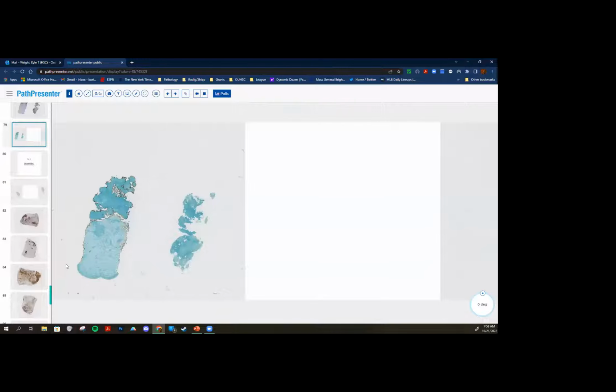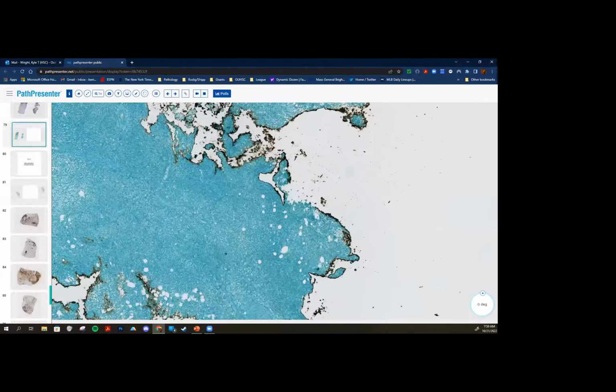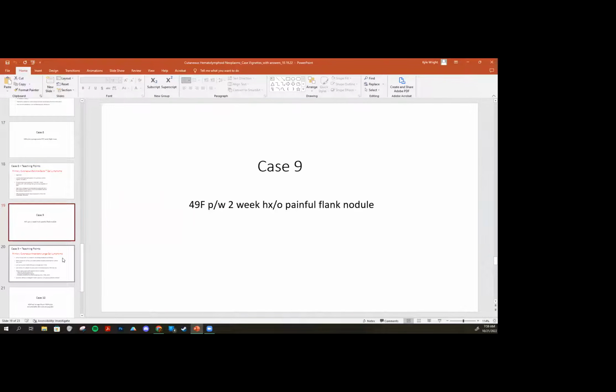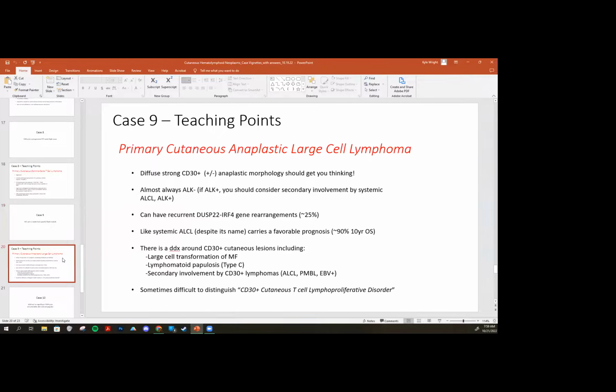I'll tell you, I didn't show you these stains, but if we stained it for CD4, it'd be positive. If we stained it for other pan T cell markers 2, 5, and 7, you'd likely see a retention of at least 1 or 2 of those markers. But this is an example of primary cutaneous anaplastic large cell lymphoma. So diffuse and strongly CD30 positive, plus or minus an anaplastic morphology should get you thinking about this case.